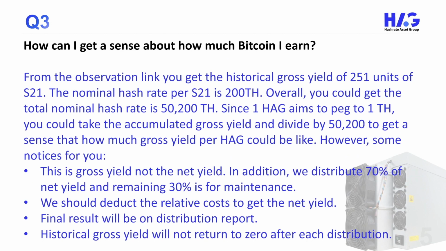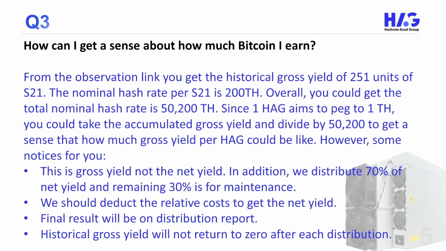Q3, how can I get a sense of how much Bitcoin I could earn? I think since we distribute the net yield, not the gross yield, to give you some sense of how much you could get, usually you could only consider the gross yield, because every detailed final report will be on the distribution report that will showcase the related costs for the last month. So yeah, getting back to the answer.